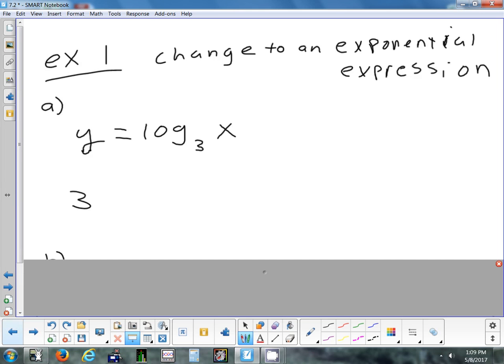And what did I say earlier about logarithms? Logarithms are always used to calculate the exponent, always. Logarithms equal exponents. So what's my exponent here? Y. So we've got the base, we've got the exponent. What's the only thing that I haven't used?